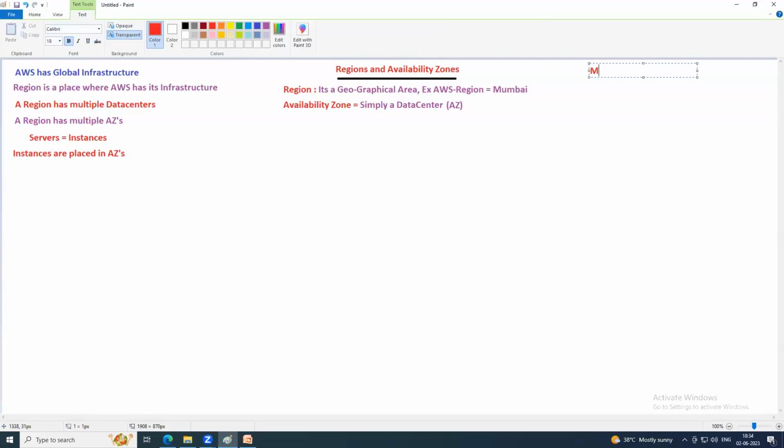So we have Mumbai, and we need to at least know the code of Mumbai. The code of Mumbai is ap-south-1. Write it down. That is the region code. What does the region contain? Availability zones. Where do you place all your servers? In availability zones itself. So what is Mumbai's region code? ap-south-1. Here AP means Asia Pacific, not Andhra Pradesh.